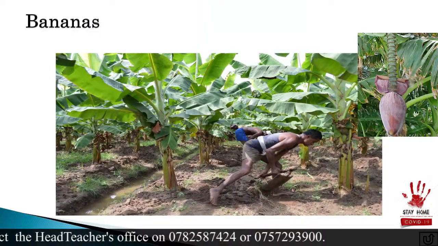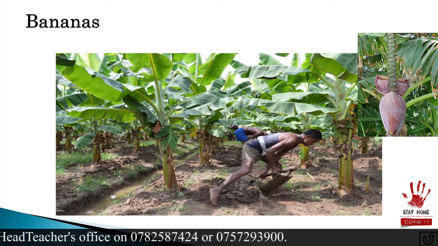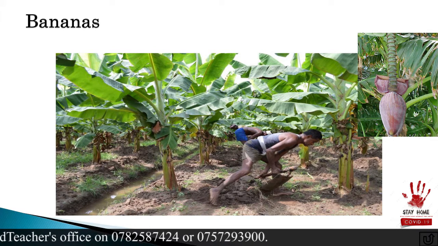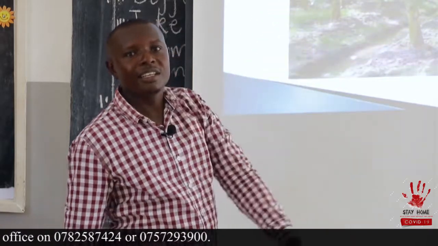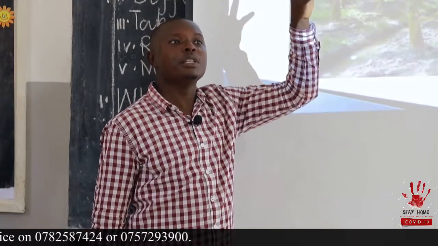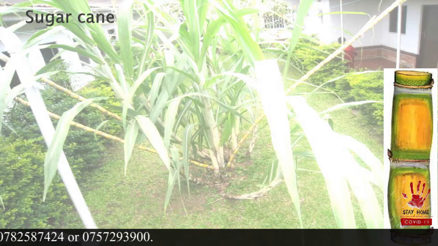You can see these are bananas. They take more than 1 year to mature. When you plant it this year, expect it to be eaten next year in June, or the other year in June. Then we have sugarcane. They are also perennial crops.